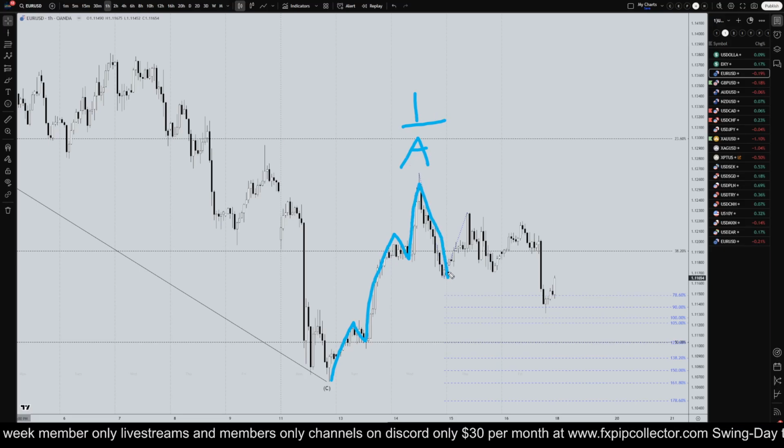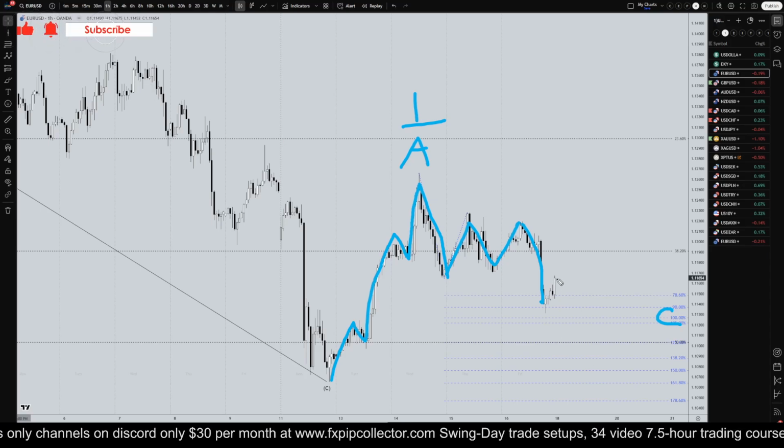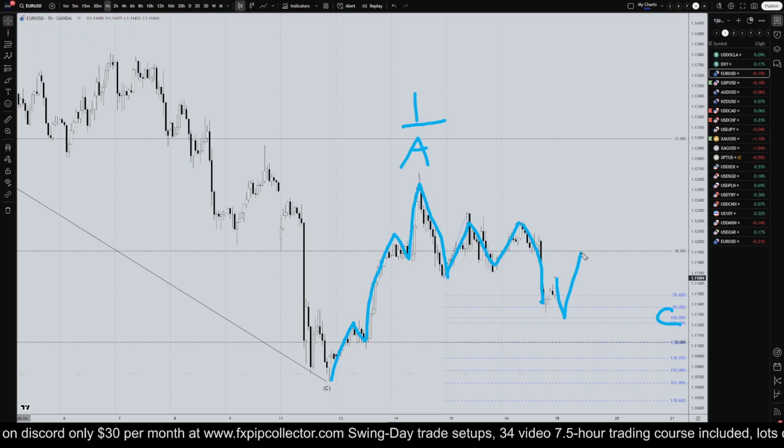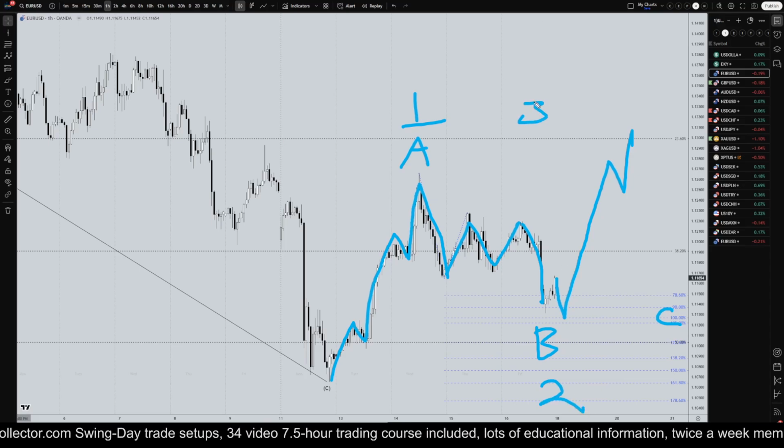Then we have impulsive down, we got three waves up, we got impulsive down. We went just about right to the 100% Fibonacci extension. I mean, it could possibly go down and hit that 100% before it does go up, but I do think it is likely to go up. I think this is either a B or a 2. I think we're going to go up for a 3 or a C probably at the beginning of the week.